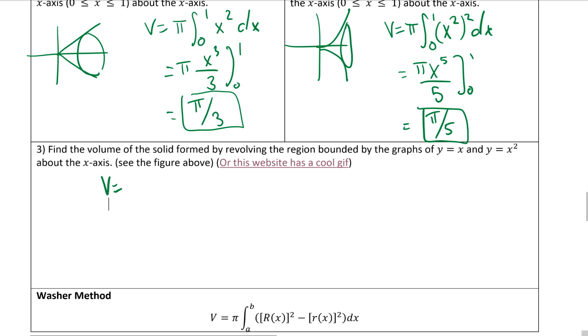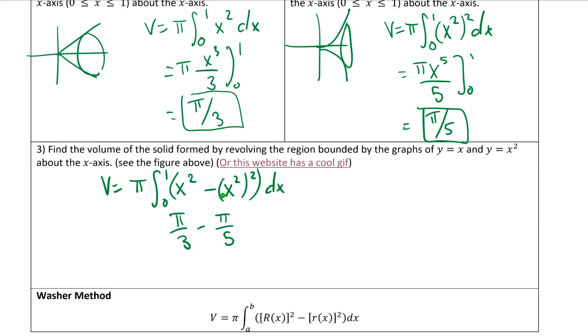So we know that y equals x is on the top and this one's underneath. So what we're going to have is pi times the integral from 0 to 1 of x squared minus x squared dx. And we know that when we take this integral, we get pi over 3 minus pi over 5. And then we can just simplify that down, and we get 2 pi over 15.